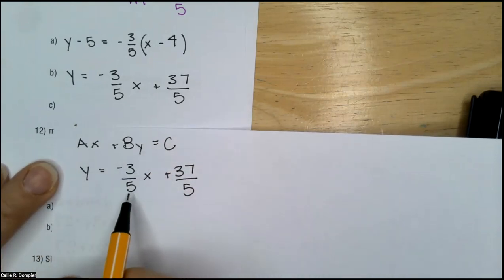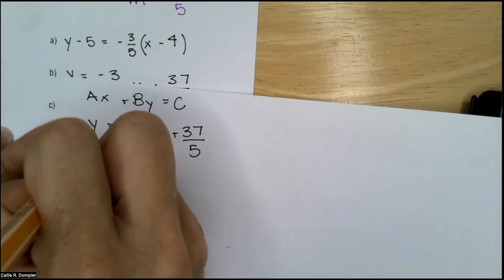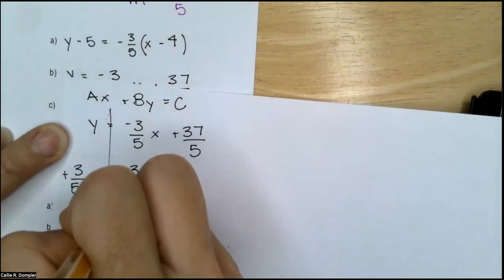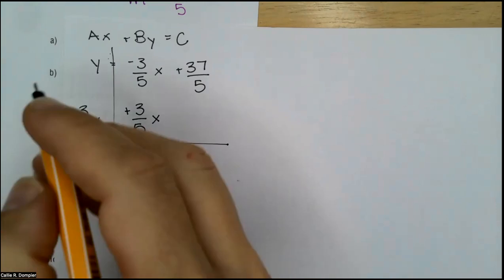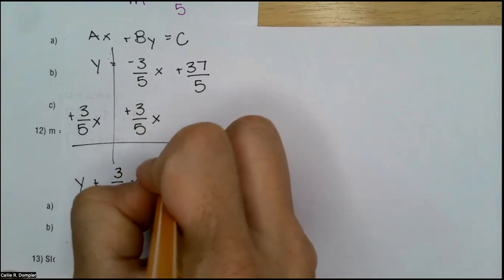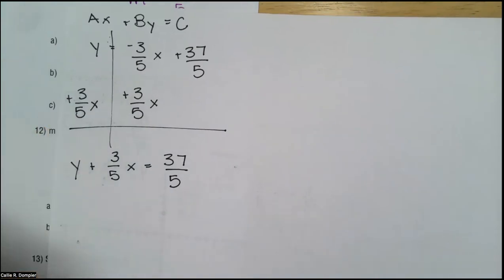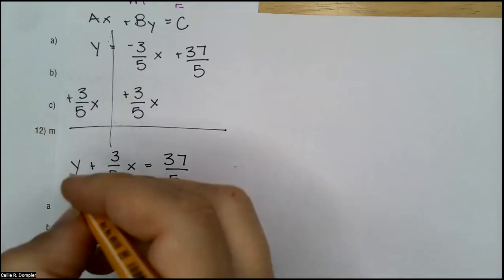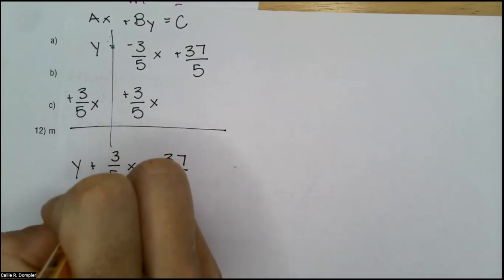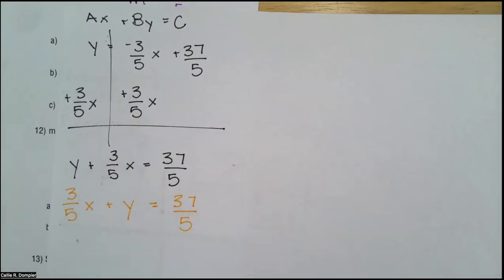I'm going to, it's a negative 3/5 x. So I'm going to add 3/5 x to both sides. Good. Now I have y plus 3/5 x equals 37/5. Okay. Now remember, it's already in ax plus by. I'll switch them. 3/5 x plus y, or 1y, equals 37/5, c, right? Ax, by, c. So I just switched those.